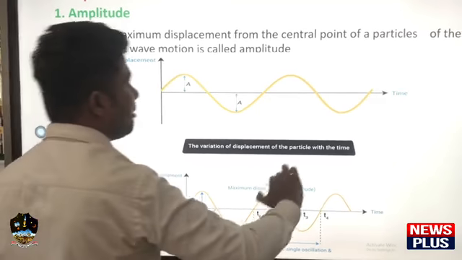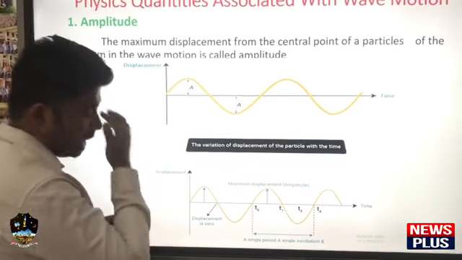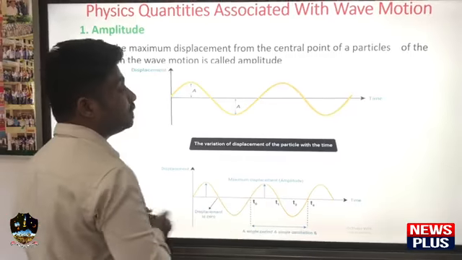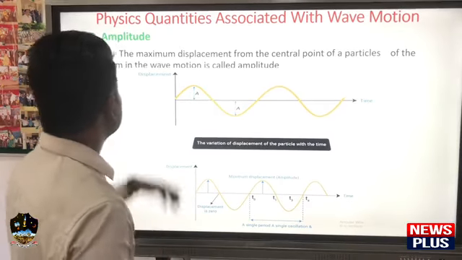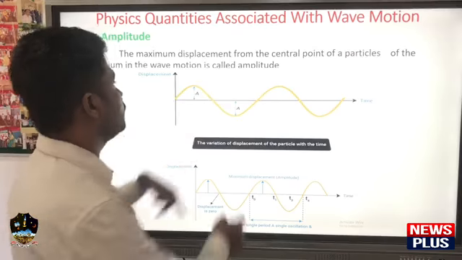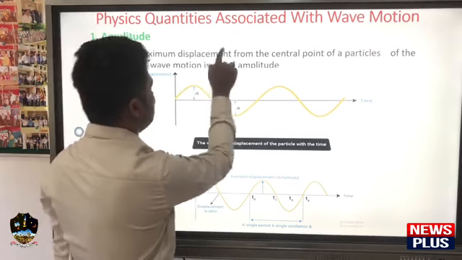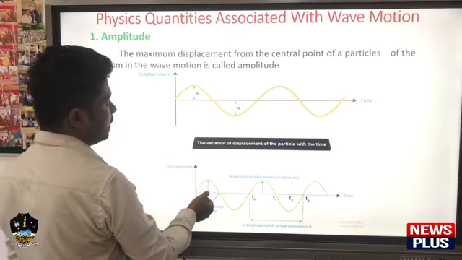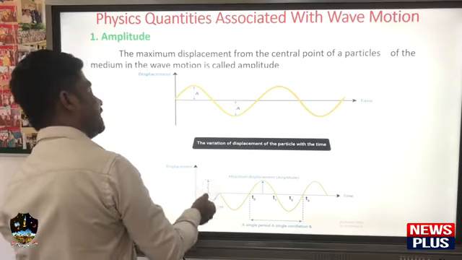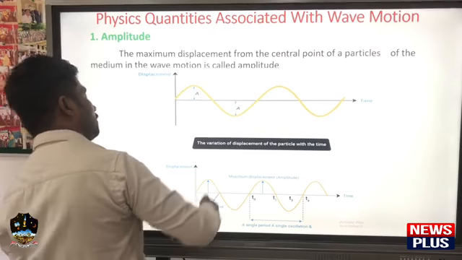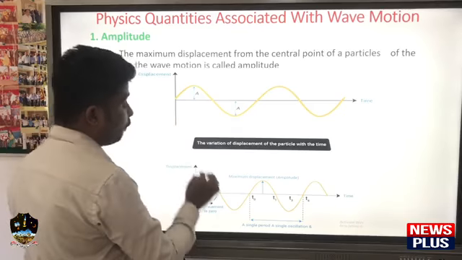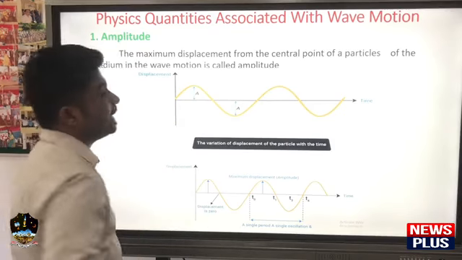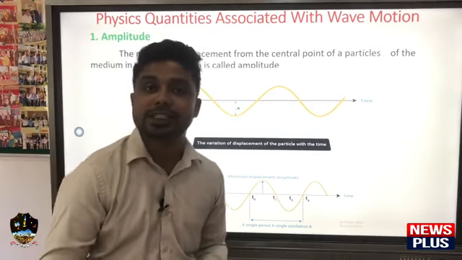Based on this amplitude, the wave's energy can be determined. We will be talking about that in sound waves. So the maximum displacement, you should underline that, the maximum. This is normal displacement. This is the point of highest displacement. So when you look at this highest displacement value, that is amplitude. In Tamil we call that veecham.